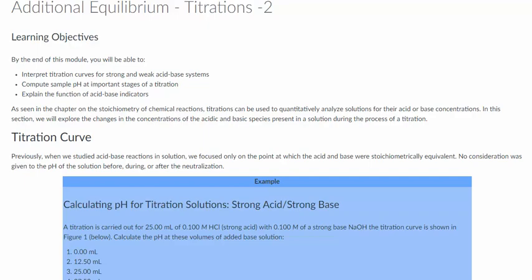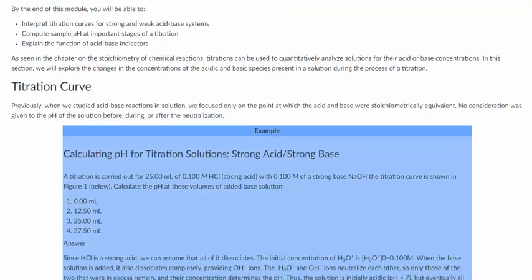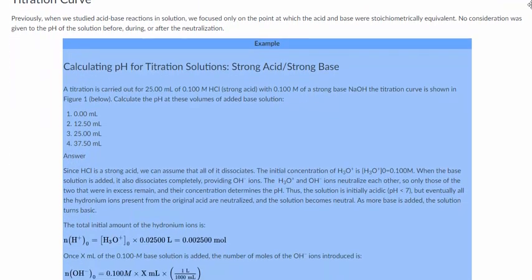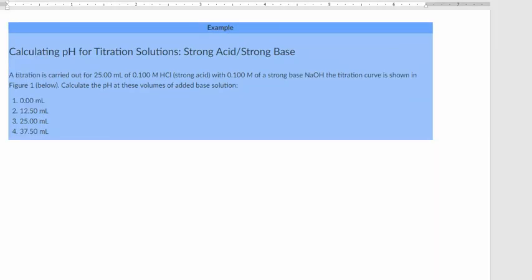Titration is a lab technique where we are performing a controlled neutralization reaction. We are reacting an acid with a base. We can calculate the pH at various points of a neutralization reaction once we know whether we have a strong acid or a strong base. Now, when we have a strong acid or a strong base, this is purely a neutralization reaction.